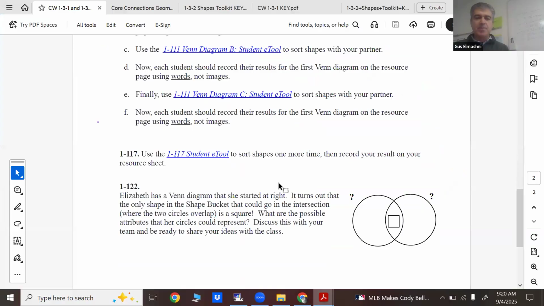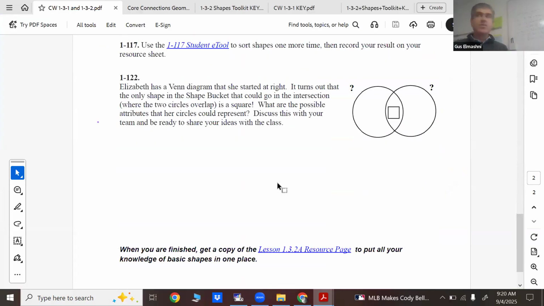Okay, last part. All right. So let's have someone read this last part. You want to read it, Kara? Go ahead. It turns out that the only shape in the shape bucket that could go in the intersection where the 2 circles overlap is a square. What are the possible attributes that your circle could represent? Discuss this with your team and be ready to share your ideas with the class. Okay, so we'll just do this as a whole class.